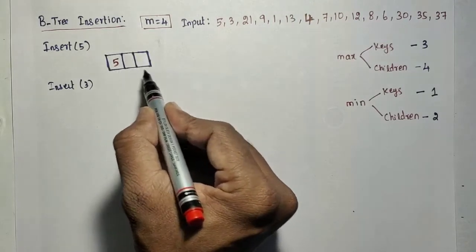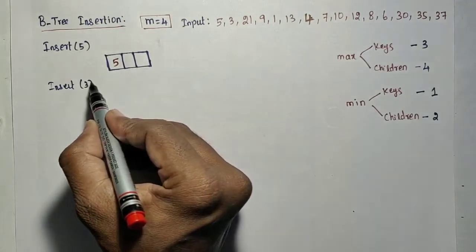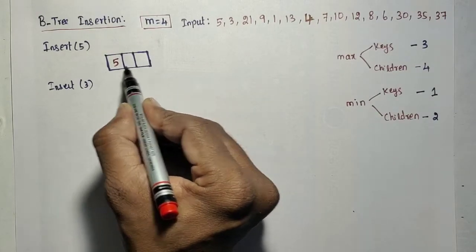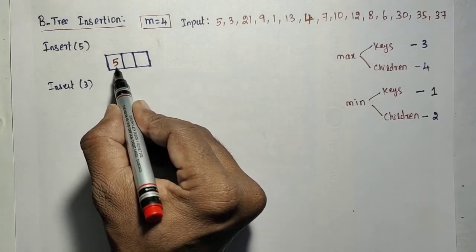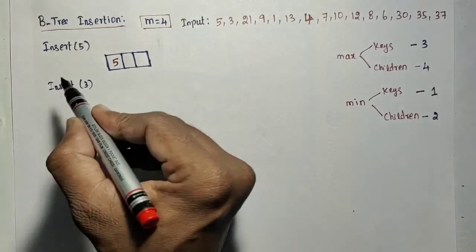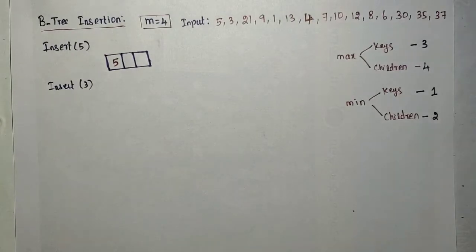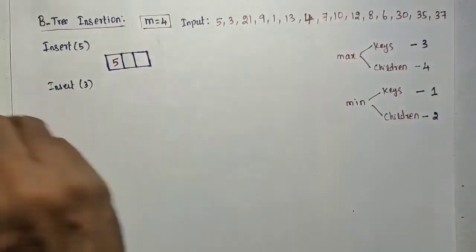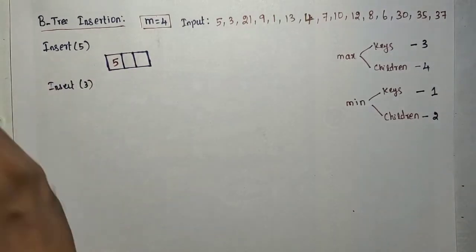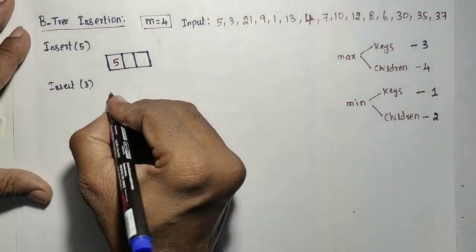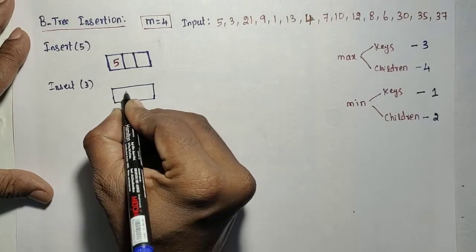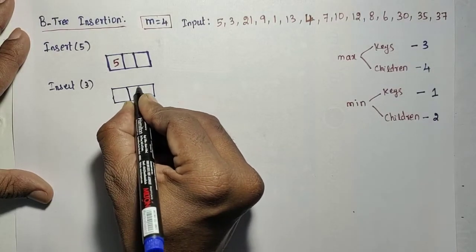So what I need to check is the space here. Only one element is filled. The maximum I can store is 3 elements in the root. So far only one element, so the space is available for the 3, and we can insert it. No need to split and increase the level. So just store it. The 3 will be inserted in the root itself, so it will not create any new nodes.